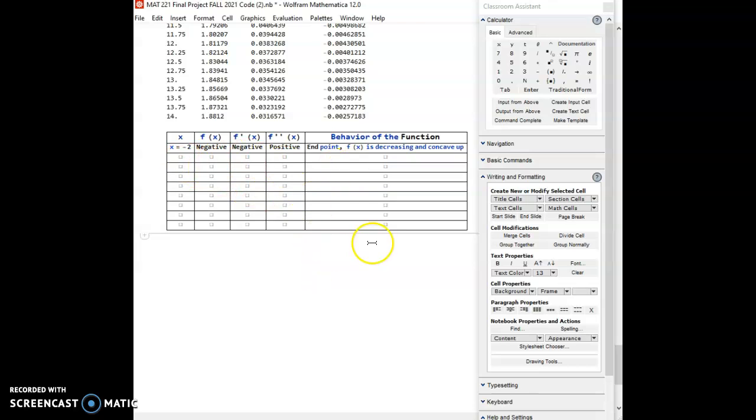And it has a whole bunch of little boxes. From that point on, all you have to do is actually go in here and type what you want. So I said I want the value of x, I want the value of f of x, I want the value of f prime of x, I want the value of f double prime, and then what does that tell me about the behavior of the function? So I started here at x equals -2, which was the endpoint of this interval. I said that the function was negative, the derivative was negative, the second derivative was positive.